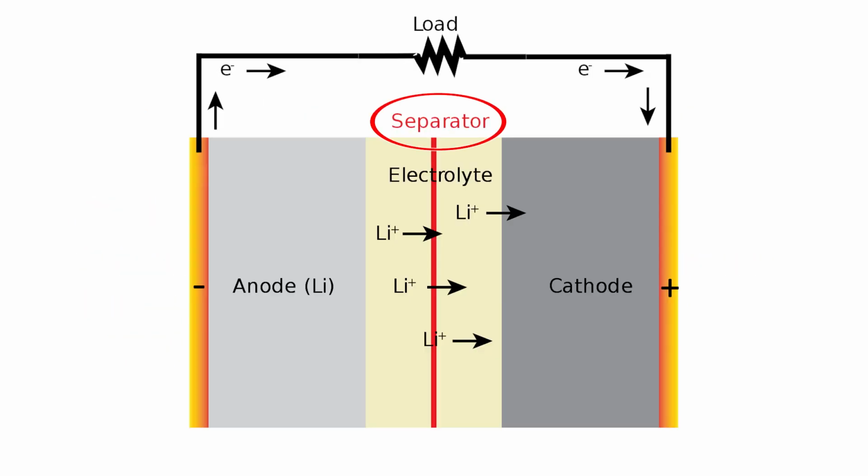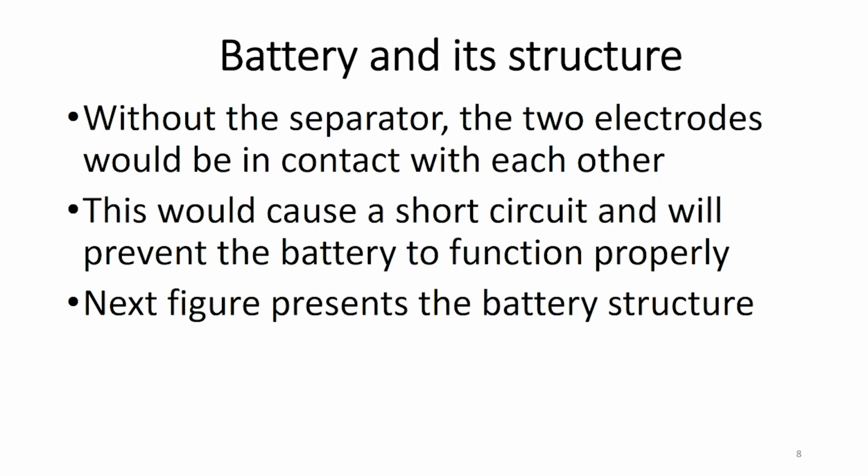Another component is the separator. It is responsible for the separation between the anode and the cathode inside the battery. Without the separator, the two electrodes would be in contact with each other. This would cause a short circuit and will prevent the battery from functioning properly.